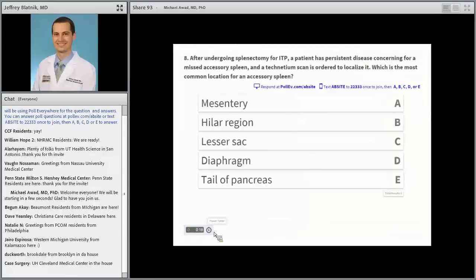Question number 8. After undergoing splenectomy for ITP, a patient has persistent disease concerning for missed accessory spleen. A technetium scan is ordered to localize it. Which is the most common location for an accessory spleen?